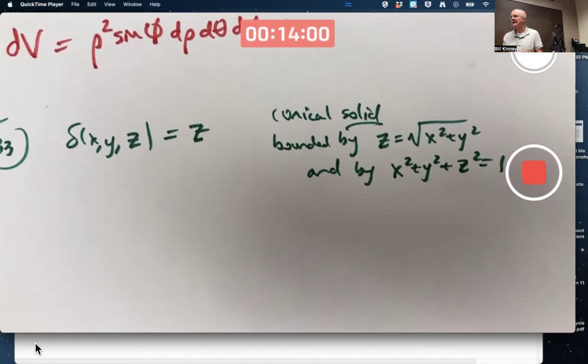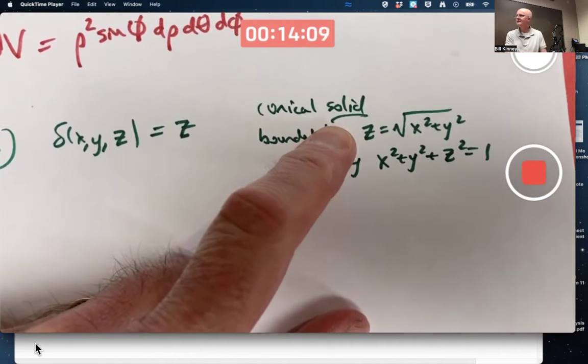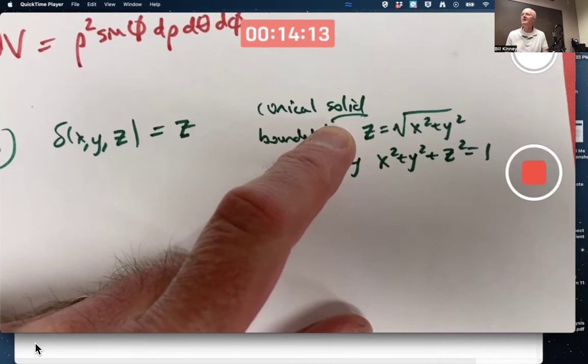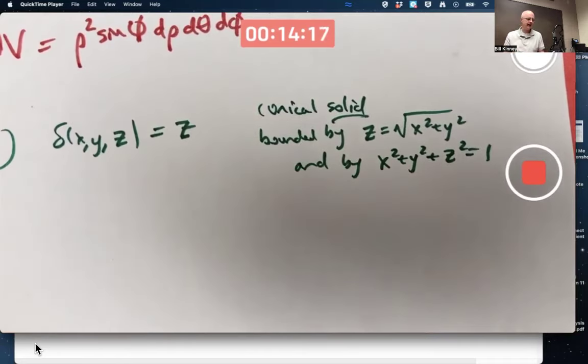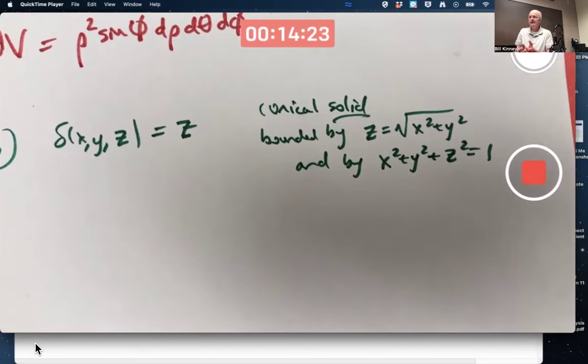We want to find ultimately the mass and center of mass for it. What does it look like? Would I ask you to draw such a solid? Probably not, because we haven't really practiced graphing things like this in class. We could have worked on that in a section earlier in the book. The graph of this is a cone, it turns out.